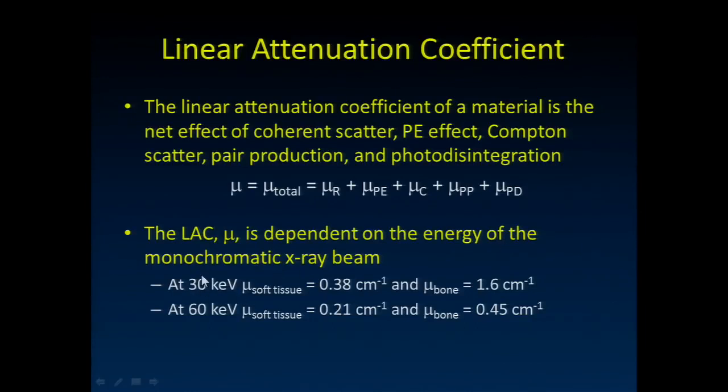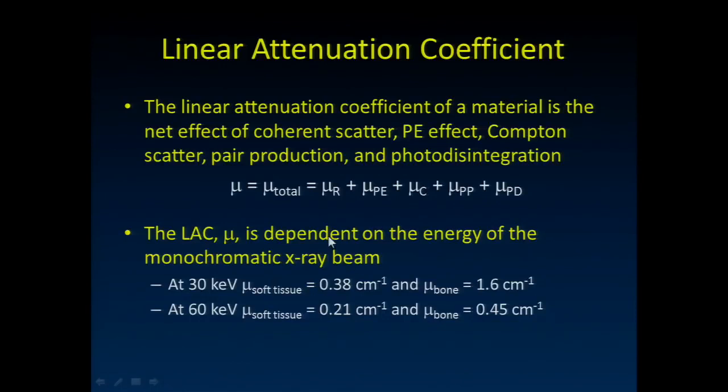So at 30 keV, notice that the decay constant here is bigger than it is at 60. We are going to take more out of this beam through soft tissue than we are at 60. Higher energy X-rays pass through soft tissue, or any material, frankly, more easily.